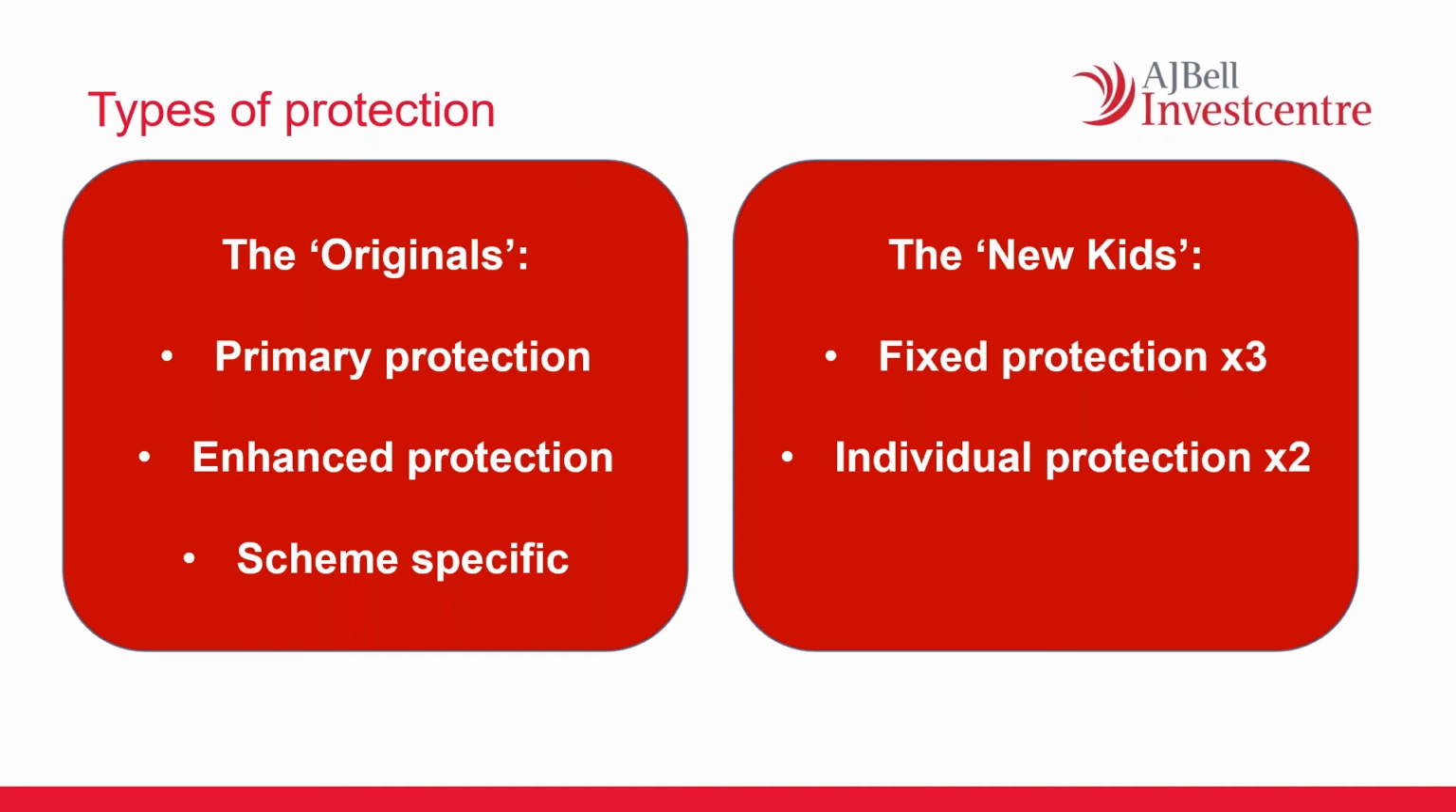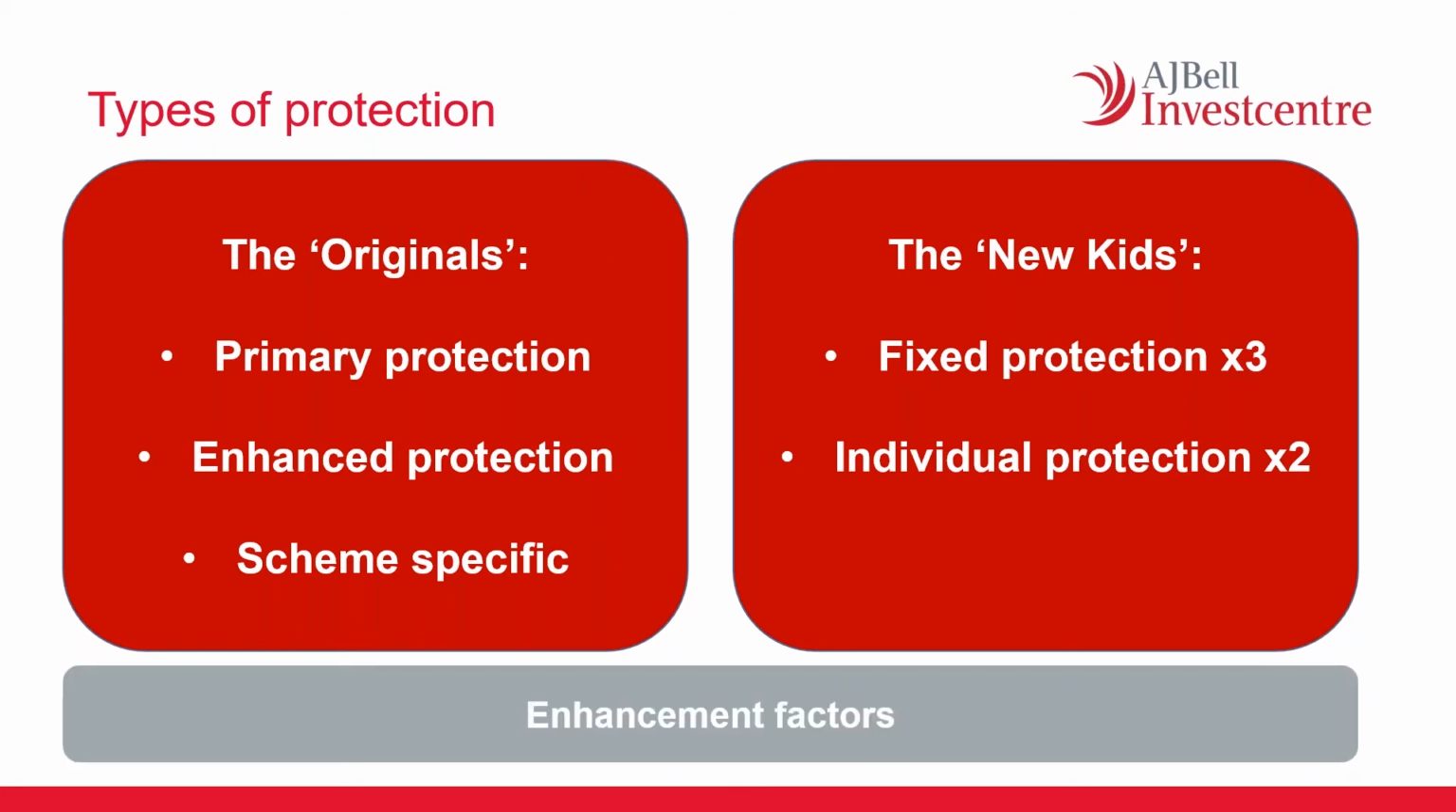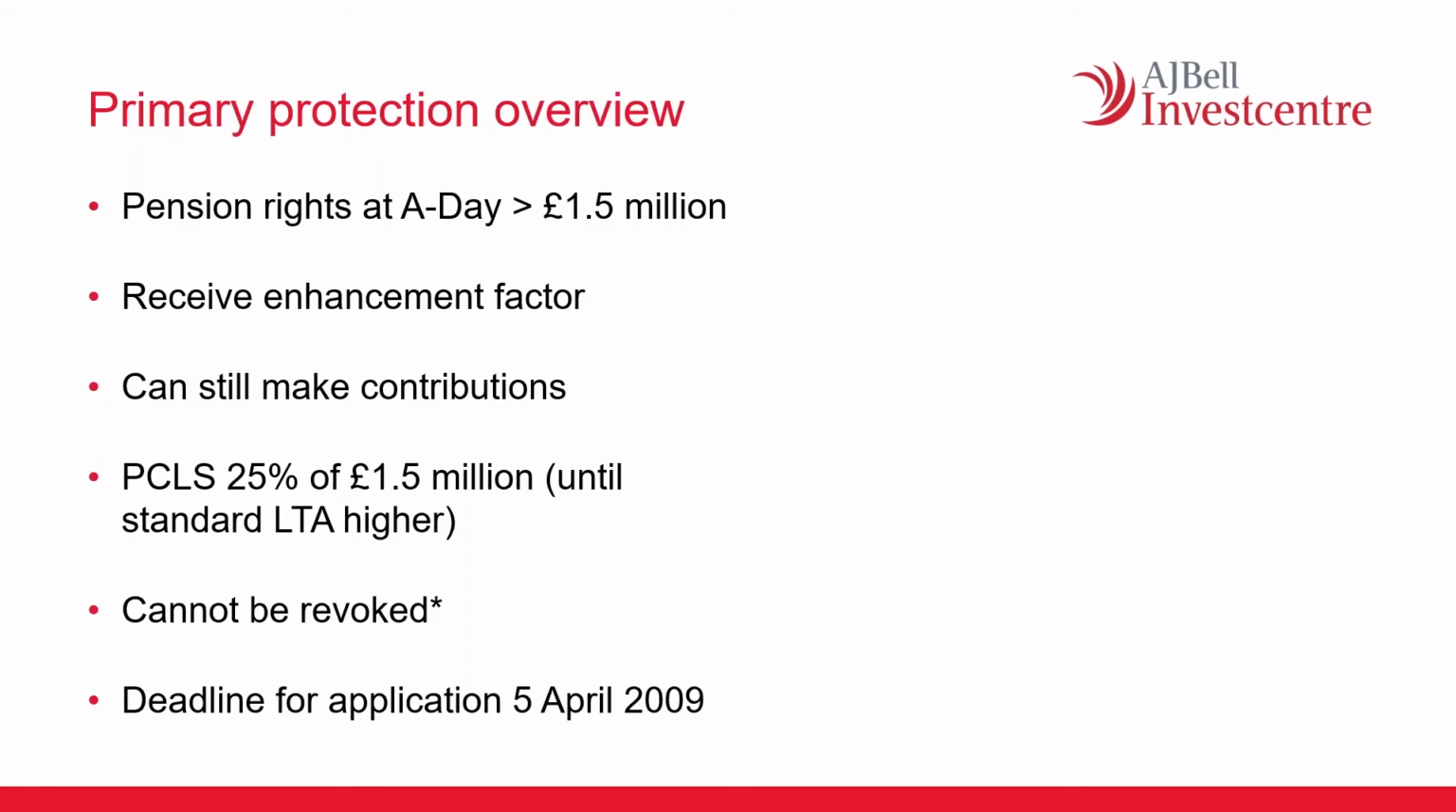Then we have the newer versions of protection. So we have 3 different types of fixed protection, and we have 2 different types of individual protection. And alongside all of that, we have enhancement factors. The concept of enhancement factors came in with the lifetime allowance back in 2006, but you can get those at any point in time. So I'll have a little look at those and how they work as we go through. I'm going to start off by looking at each of them in turn, just an overview of how each one of them works.